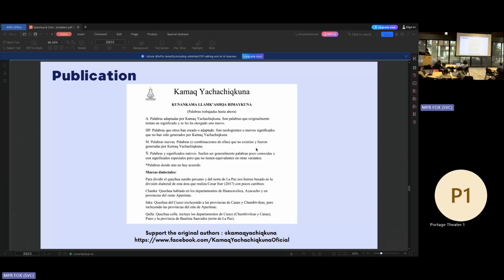Then we go to publication. This is one of the first glossaries that we have for approved words in Quechua.